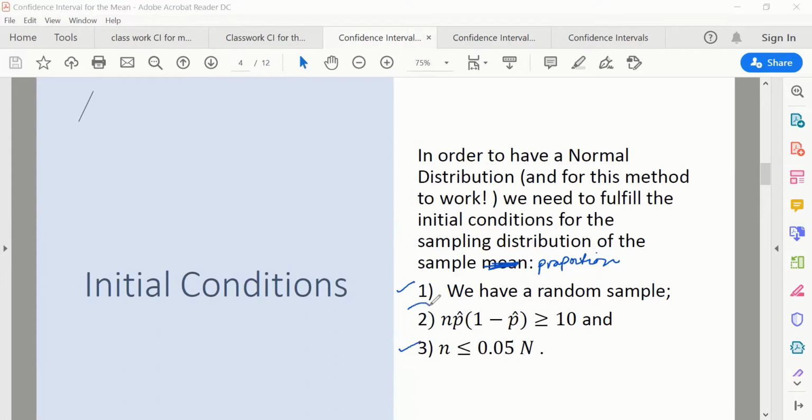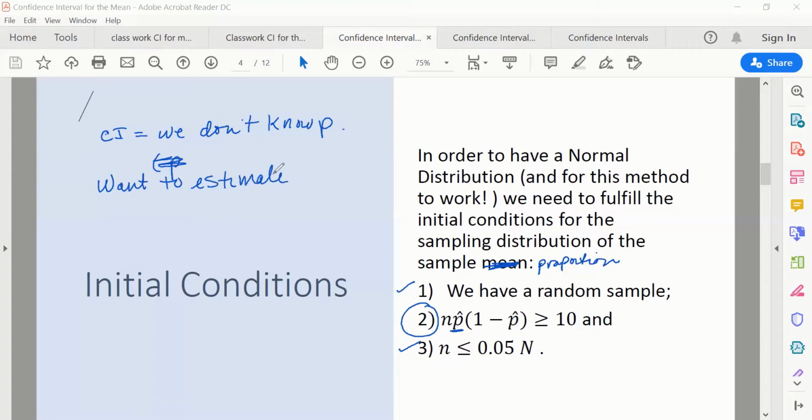Now, notice number 2 is slightly different. It's using a p-hat instead of a p. In this confidence interval, we don't know p. That's what we're trying to figure out. We want to estimate p. We don't know what it is. So the best estimate we have right now for p is p-hat, which is our sample estimate. So that's why the formula is slightly changed and uses p-hat in this chapter.